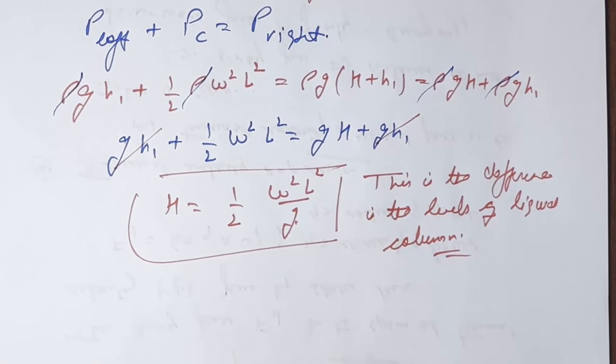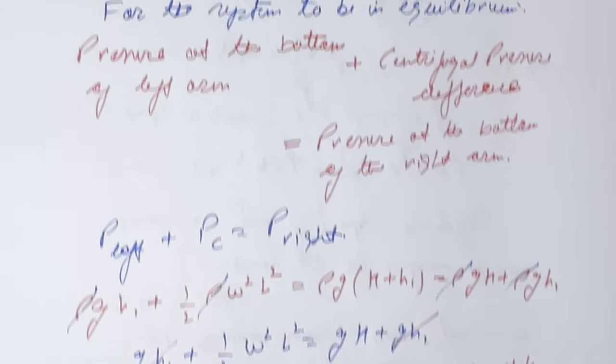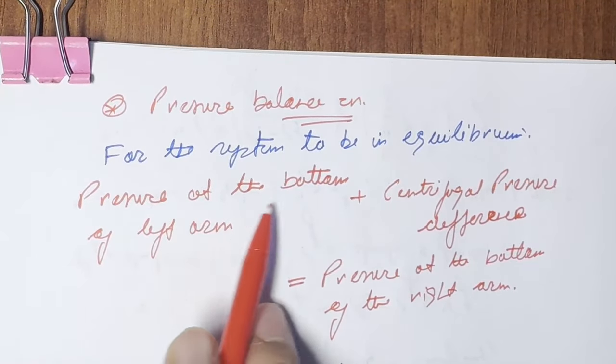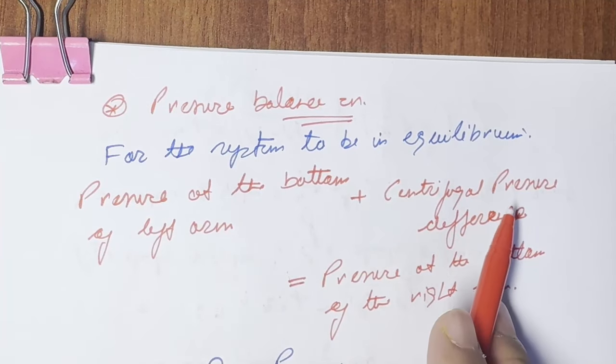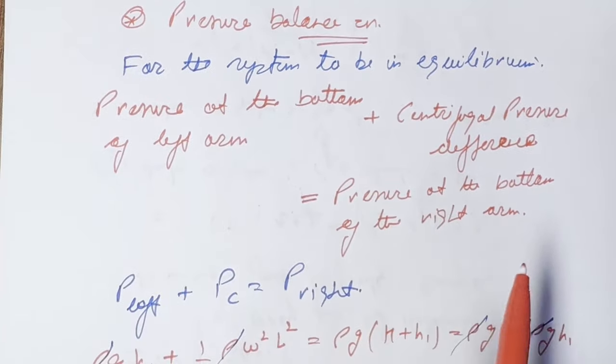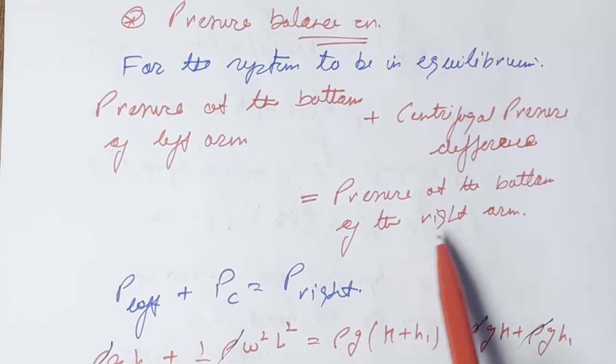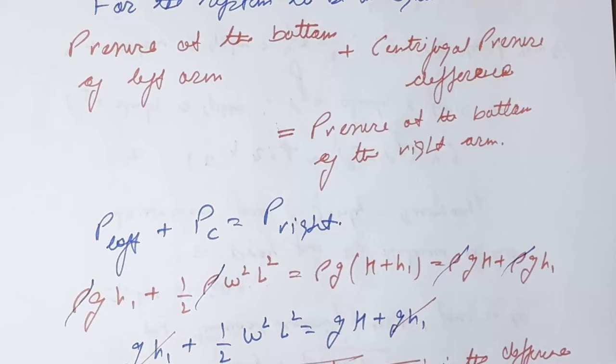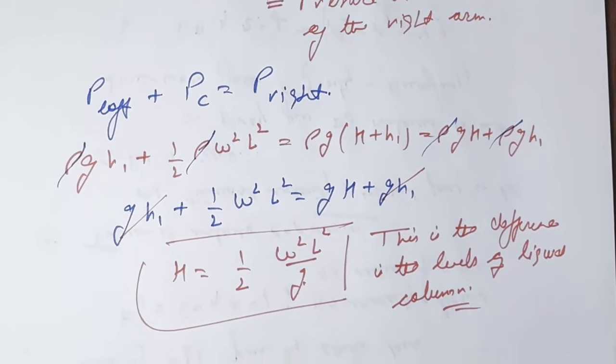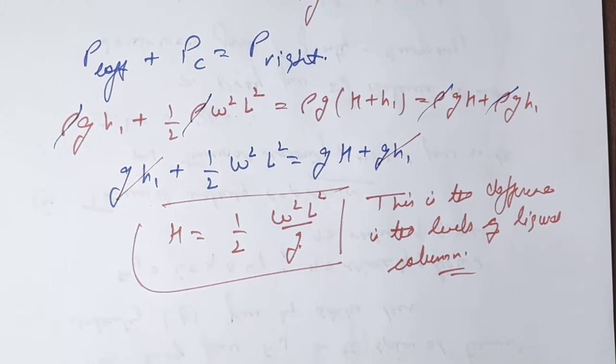So here the important thing only is this equation. The pressure at the bottom of the left arm plus the centrifugal pressure difference will be equal to pressure at the bottom of the right arm. So this completes the question. Thank you.